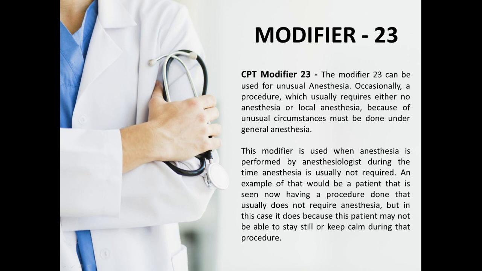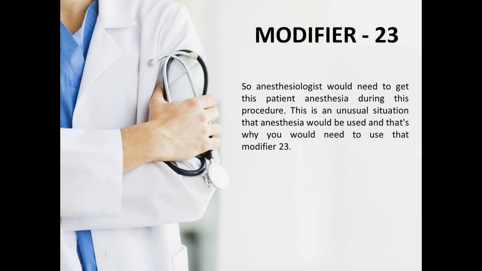An example would be a patient having a procedure done that usually does not require anesthesia, but in this case it does, because the patient may not be able to stay still or keep calm during the procedure. So the anesthesiologist would need to give this patient anesthesia during this procedure. This is an unusual situation where anesthesia would be used, and that's why you would need to use that modifier 23.